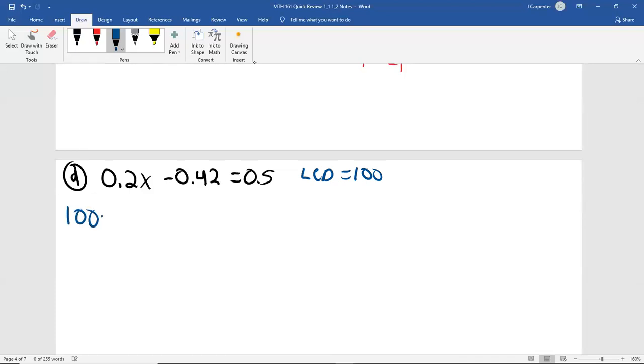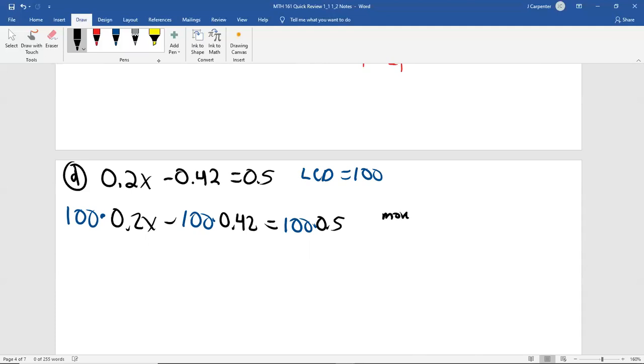So we'll multiply 100 by the 0.2x, then 100 times the 0.42, and then 100 times the 0.5. Now, the great thing about multiplying decimals by powers of 10 is it just moves each decimal right twice. If we were multiplying by 1,000, it would move them right 3 times.